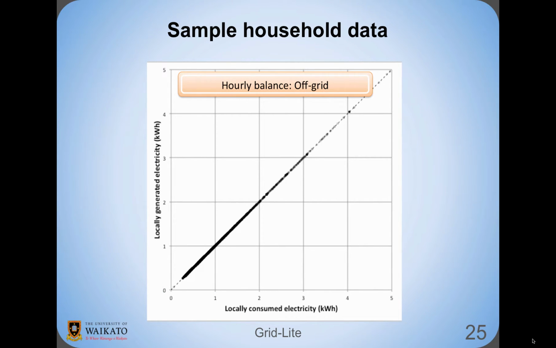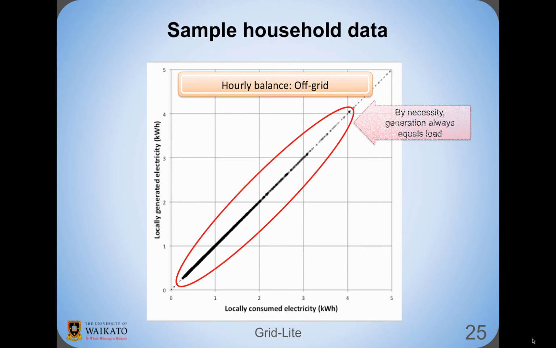Just for comparison, this graph shows the off-grid scenario, where by definition the generation must always match the load. In reality, of course, it may not be able to, so some of the points higher along the diagonal are likely to represent system failures.